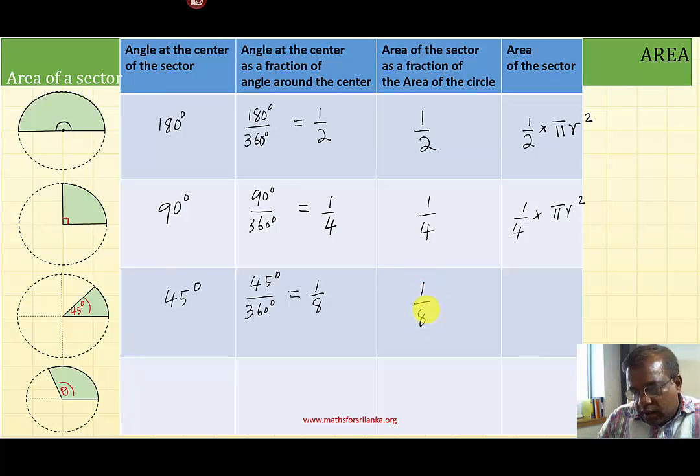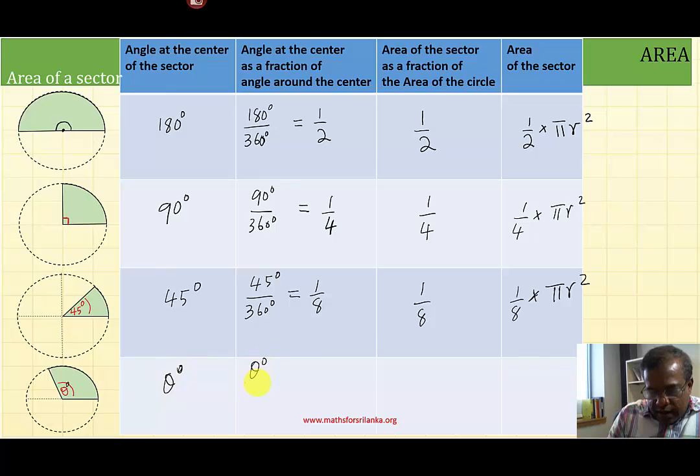Therefore the area of this sector is 1/8 of the area of the corresponding circle, which is πr². Now for a sector with angle at the center of theta, the angle at the center as a fraction of the angle around the center is theta over 360. Now if you notice these two columns, they get the same values.